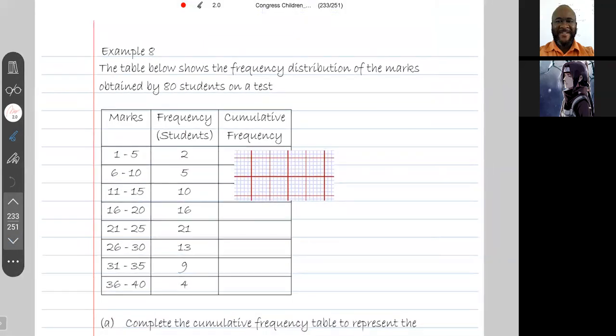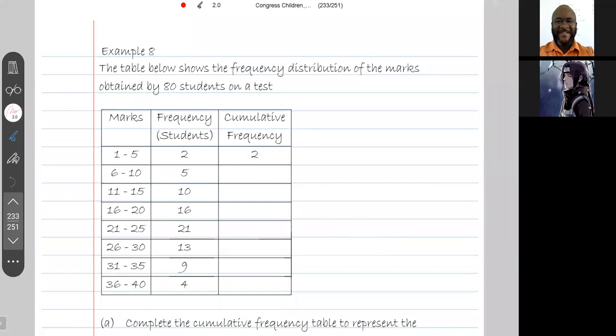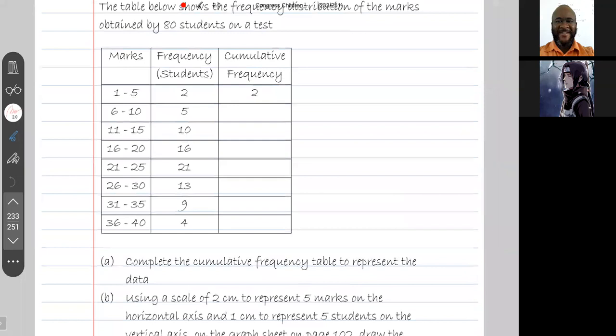All right, guys, here's an example. Example 8 says the table below shows the frequency distribution of the marks obtained by 80 students on a test. As I normally said to you, n when we start is equal to the sum of the frequency. If I add this, I should get 80. My table is showing the marks of 80 students on a test. Part A is asking us to complete the cumulative frequency table to represent the data.